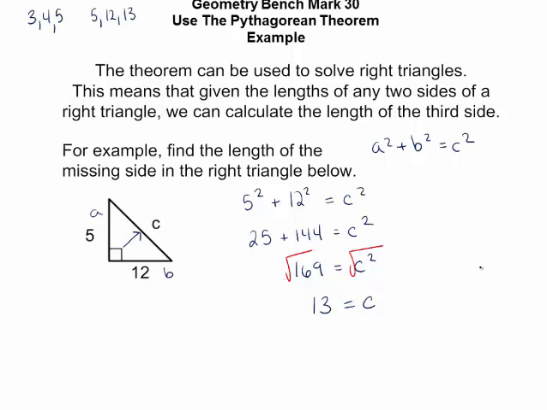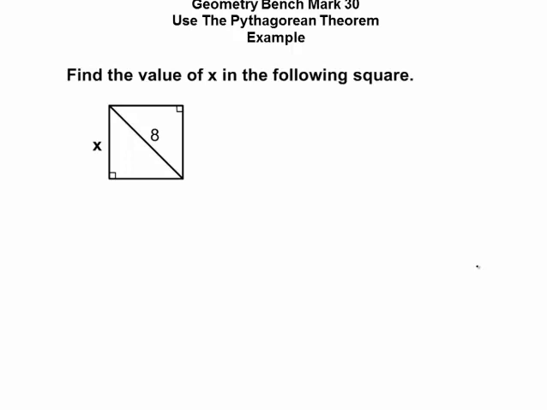Okay, so let's see what happens if I get one leg and one c. This one's actually a square. So that means this is x, this is x, this is x. Well, this is a and b and c.